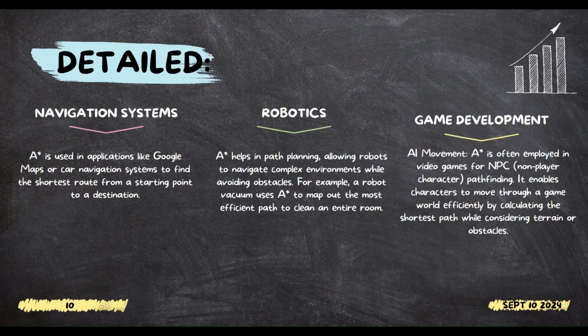Next, game development. We all play games, right? There are NPCs, which are non-playable characters. They roam around in the city without hitting the buildings and blocks, without disturbing our game. For that, A-star search is used in those NPCs to move around without disturbing our gameplay experience.